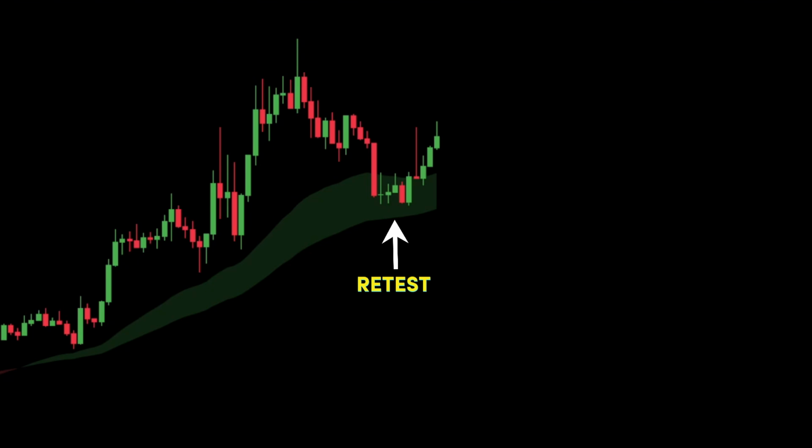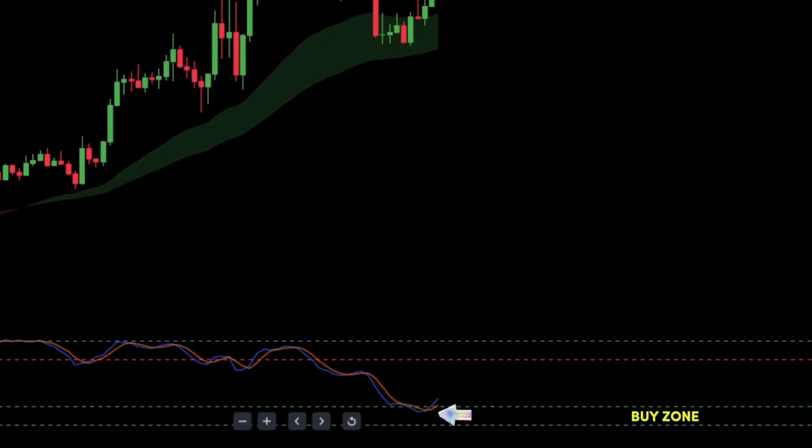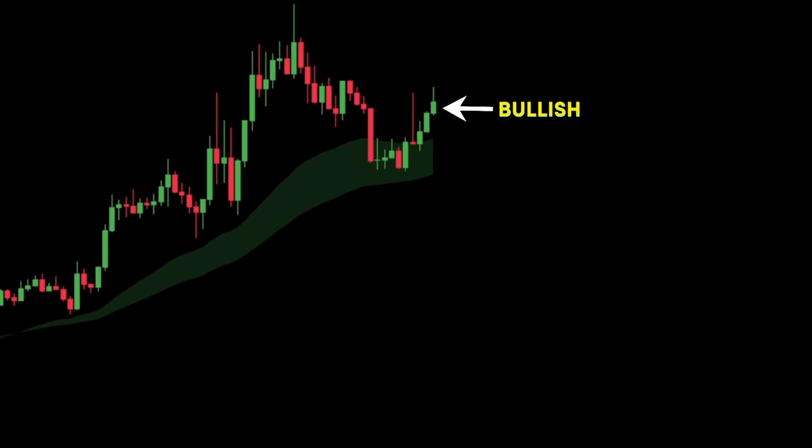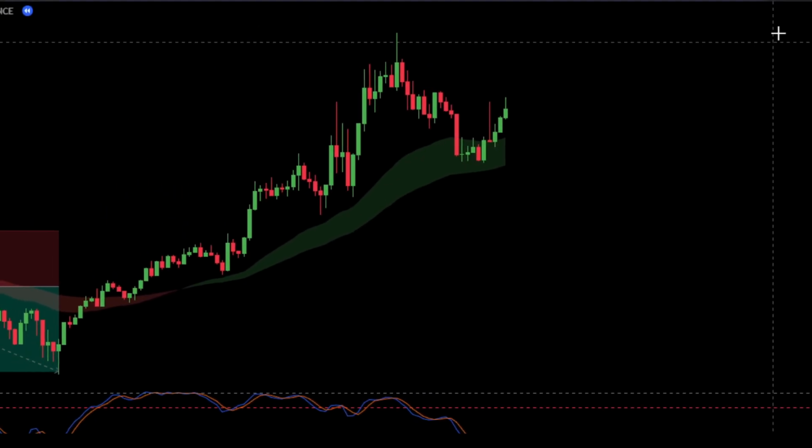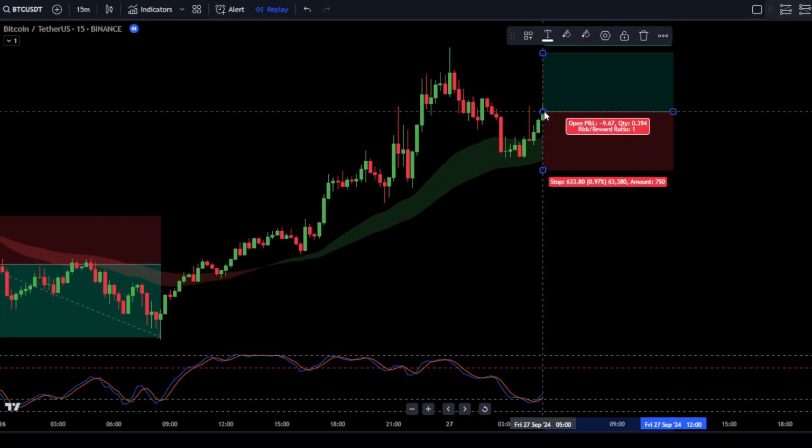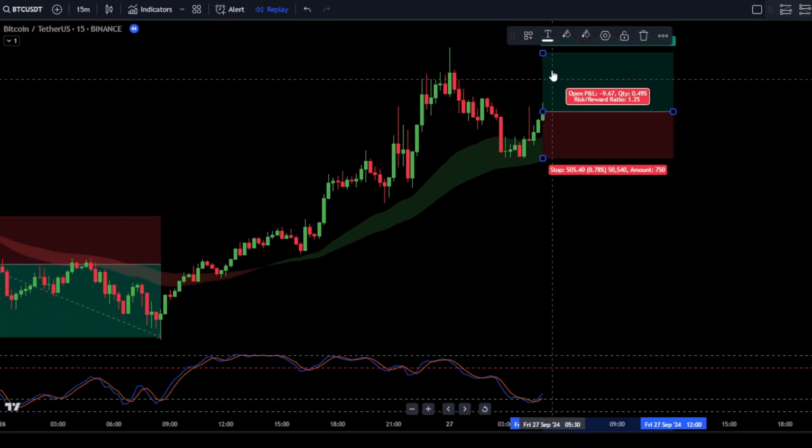Wait for the price candlestick to retest the pullback arrows area. Wait until the stochastic signal line enters the buy zone. Then, wait for the stochastic signal line to exit the buy zone. Ensure that the candlestick formed is a bullish candlestick. If all the conditions are met, you can place a buy entry after the bullish candlestick has closed.